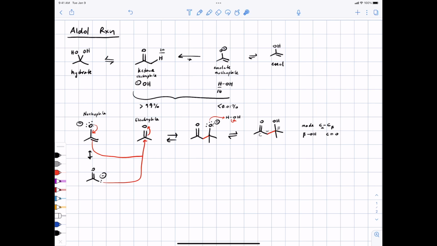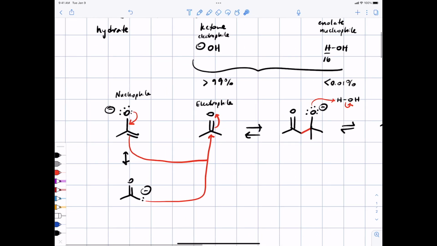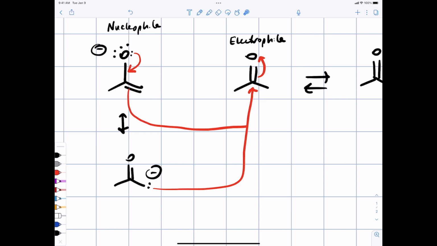Yes? Could the lone pairs on the enolate oxygen attack as the nucleophile? And the answer is generally not, because of something I mentioned last time. It's a consequence of molecular orbital theory. Most of the highest occupied molecular orbital is actually on the alpha carbon. So that's the one that's going to be doing the nucleophilic attack.